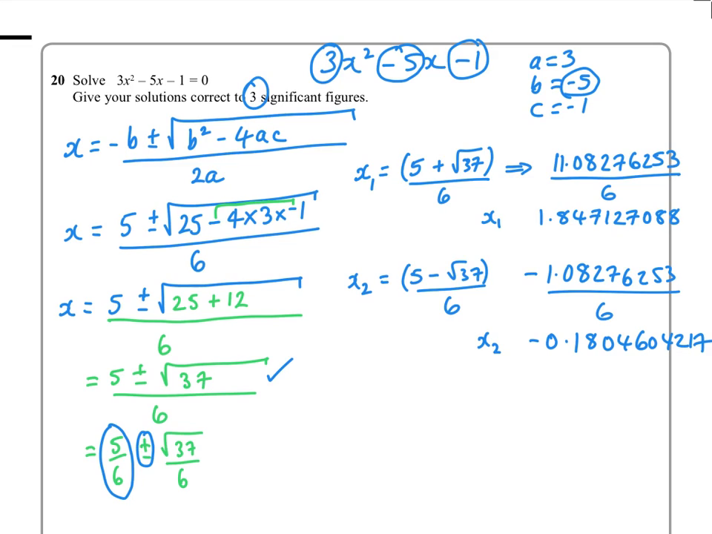0.180460417. But I want it to 3 significant figures, so let's have a look. There's my first significant figure to the nearest hundredth here. So it's 1.85, so I'd say x1 is 1.85 to 3SF, and then this one to 3 significant figures. Well, I nearly got it wrong myself there because this has no significance, so it's 1, 2, it's going to be this one. See, it's very easy to make a mistake.